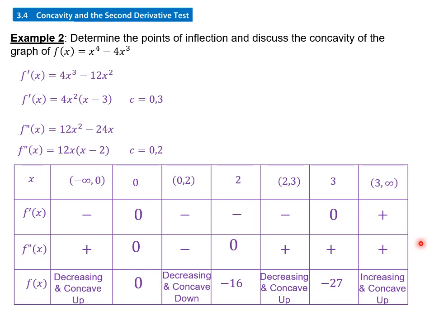So what does that tell us? It tells us that we have changing concavity at (0, 0) and at (2, negative 16). So those are our points of inflection, (0, 0) and (2, negative 16). And we have a minimum because it's changing from decreasing to increasing at (3, negative 27).